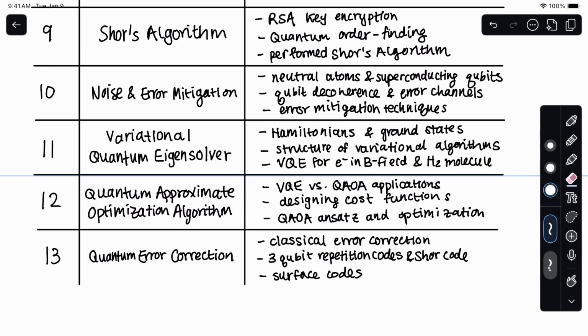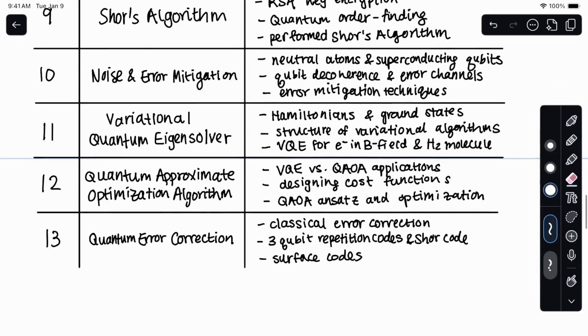In episode 11, we learned our first variational quantum algorithm, which was VQE. We talked about Hamiltonians and ground states, and we covered the structure of variational algorithms in general. And we also performed VQE for an electron in a magnetic field and an H2 molecule.